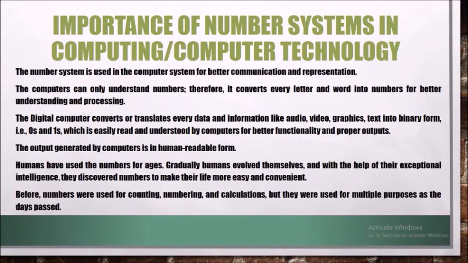Next. Okay. The number system is used in a computer system for better communication and representation. The computers can only understand numbers. Therefore, it converts every letter and word into numbers for better understanding and processing. The digital computer converts or translates every data and information like audio, video, graphics, text into binary form, for example, zeros and ones, which is easily read and understood by computers for better functionality and proper outputs.